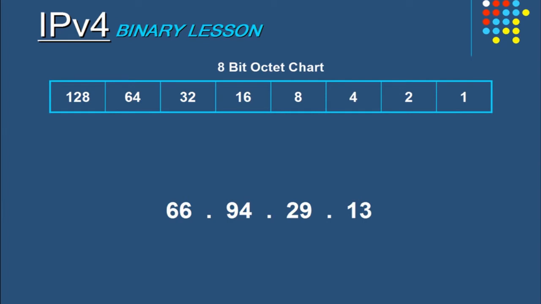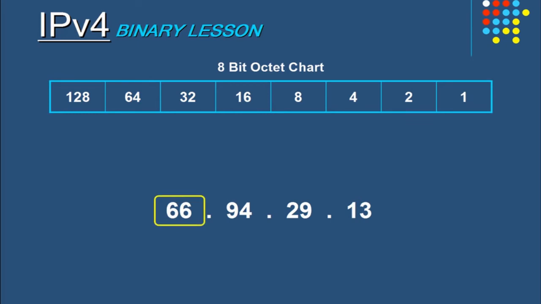If the number is a 1, then the number that it represents counts. If the number is a 0, then the number that it represents does not count. So, by manipulating the 1s and the 0s in the octet, you can come up with a range from 0 to 255. So for example, the first octet in this IP address is 66.